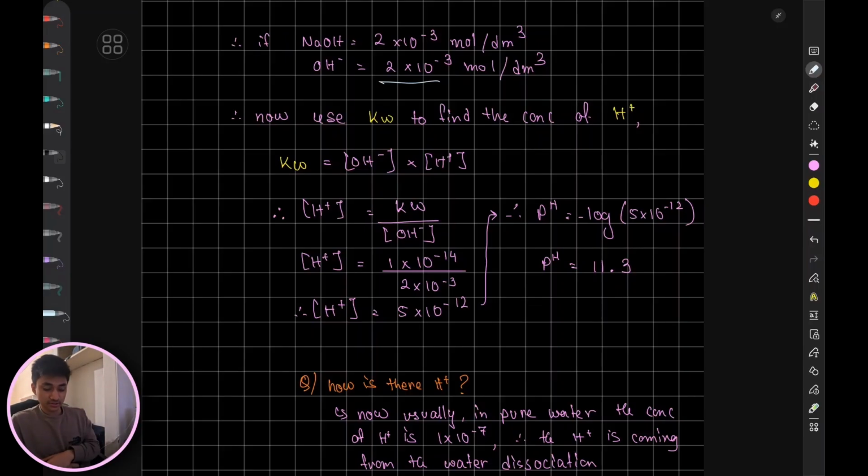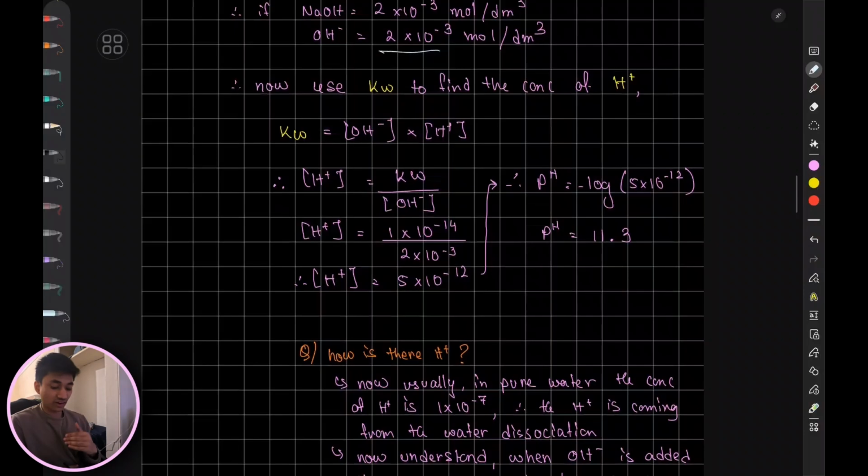Anyways, your KW value you know, which is 1 into 10 to the power minus 14, and your OH concentration is given to you as 2 into 10 to the power minus 3. So you divide them to get the H plus concentration, and H plus concentration is 5 into 10 to the power minus 12. And now you use the pH equation to find your pH value, which is minus log base 10 of 5 into 10 to the power minus 12, and you will get the pH of 11.3.